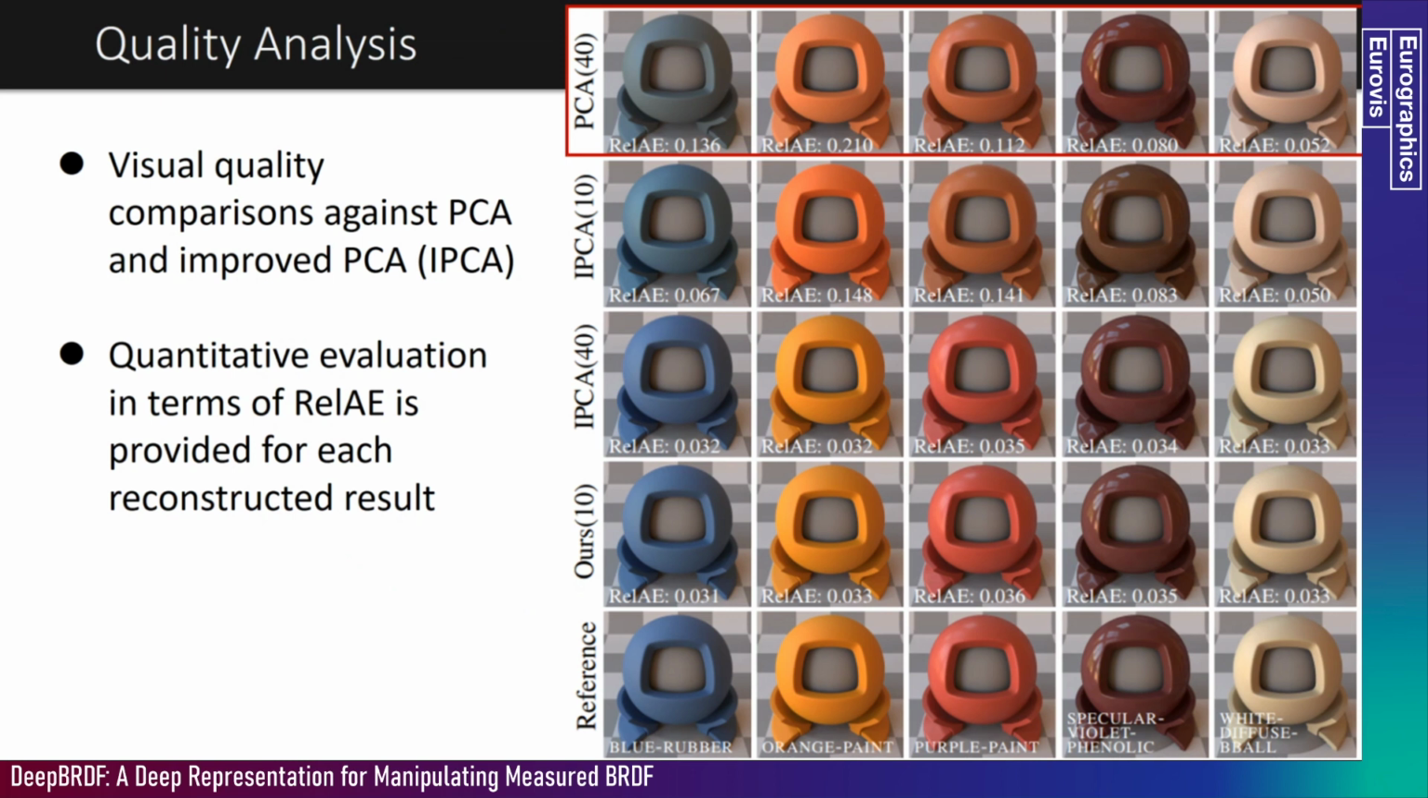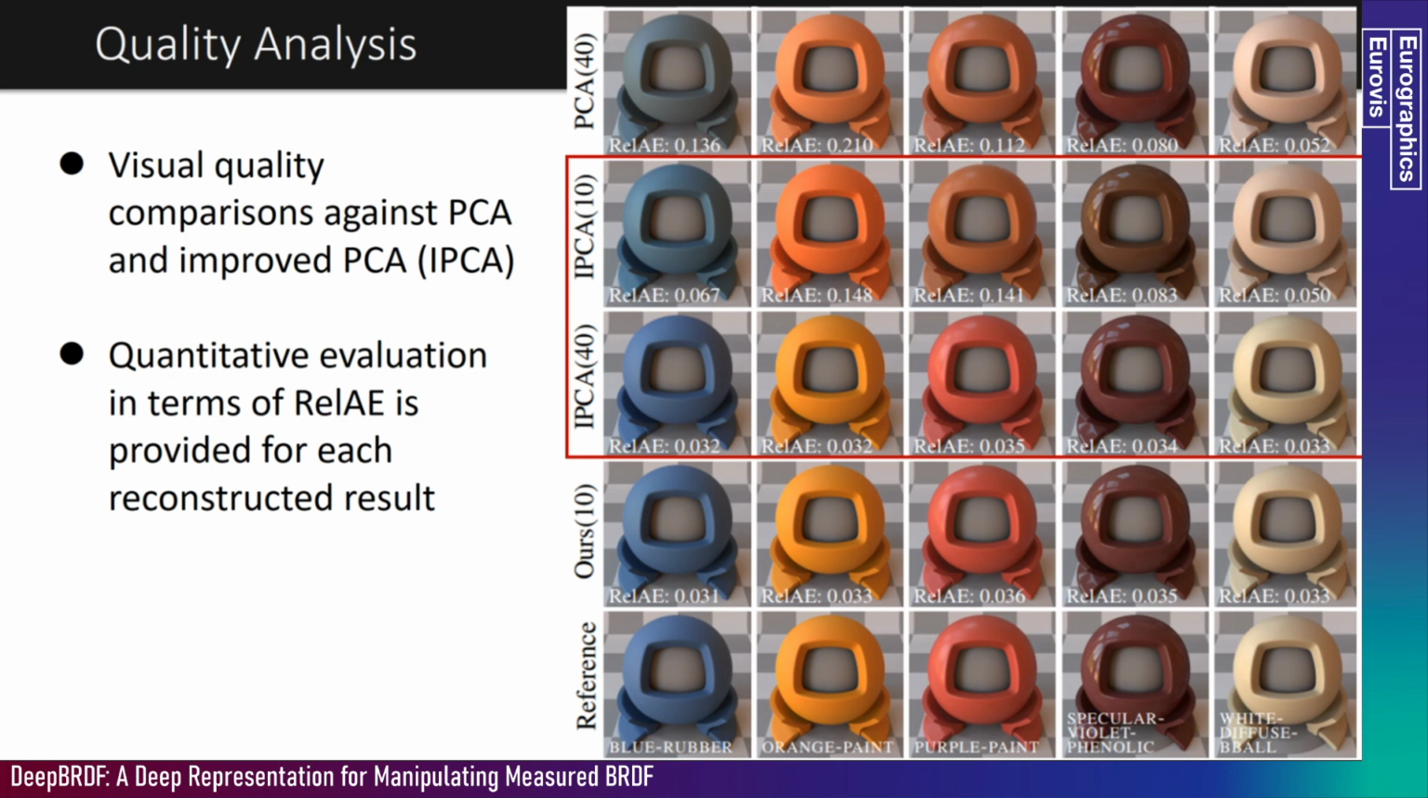Now, let's see the reconstruction quality comparison of our deep BRDF against PCA and the improved PCA of Nielsen et al. The visual comparisons reveal that synthesized images using BRDFs reconstructed by traditional PCA deviate greatly from the reference images, even if the dimension of the underlying subspace is high, due to the inherent linearity and high dynamic range of the original BRDF data.